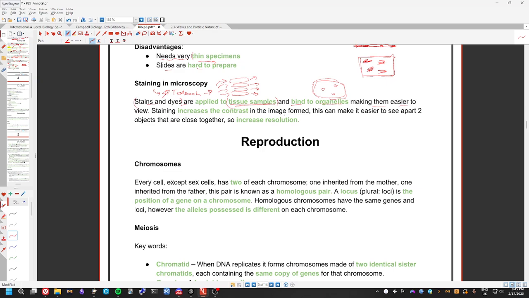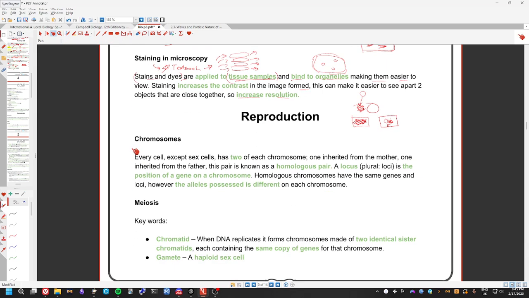Staining increases the contrast of the image formed, so it's easier to distinguish between two objects that are close together, so it increases resolution. For example, if you have two objects and the stain that we used binds to one of the organelles, then if they were really close together, through our view it would appear as only one thing. However, if we stain them, then it would appear like this is one bright thing and this is one dark thing, and now we can distinguish these two parts, although they are extremely close. Okay, so it increases resolution.